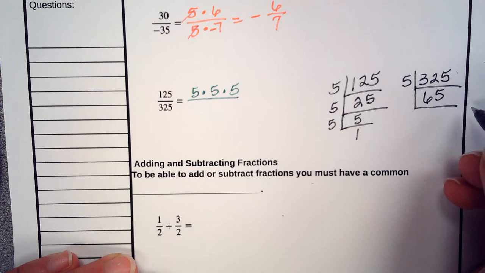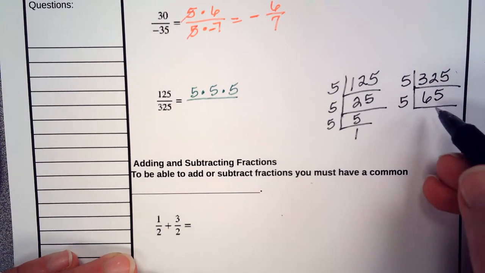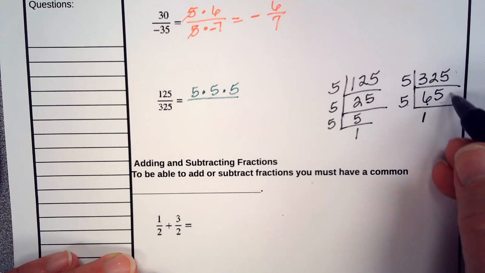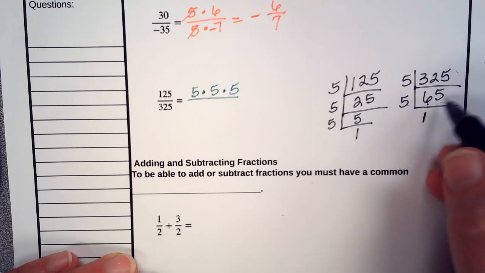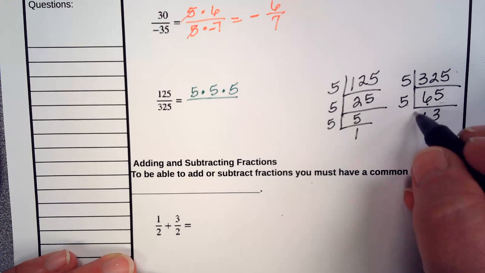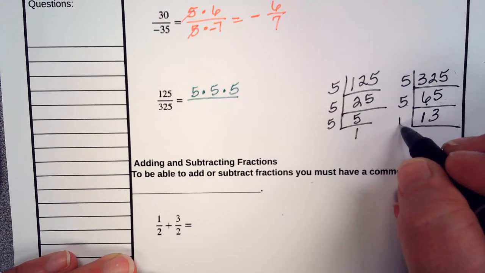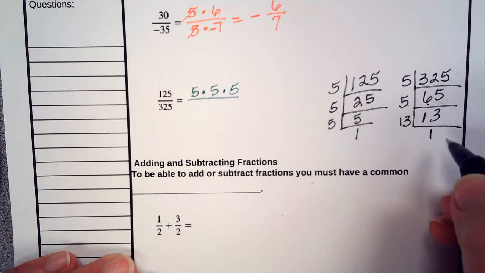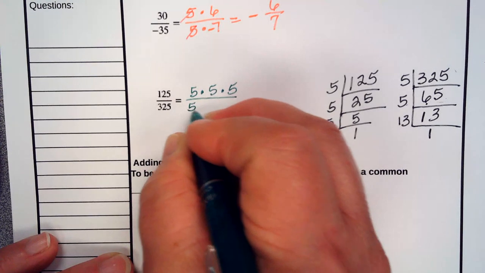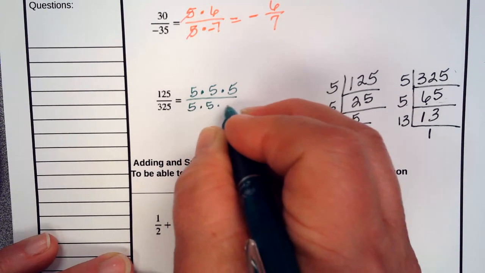65 is divisible by 5. 5 goes into 6 one time. 5 goes into the 15 because I've got one left over 3 times. What do we know about the number 13? It is prime. So I divide by 13, I get 1. When I get 1 at the bottom, I know I'm done. So 325 is 5 times 5 times 13.